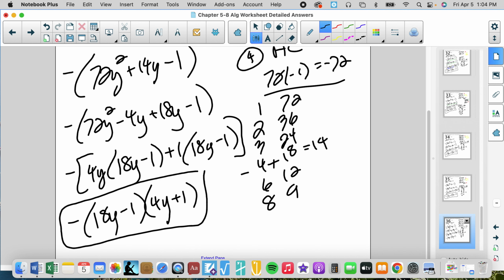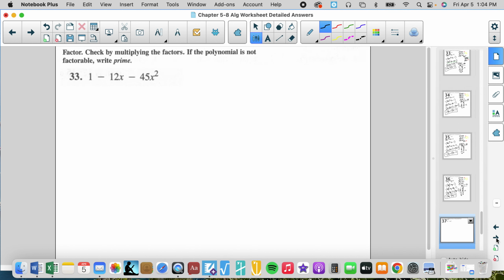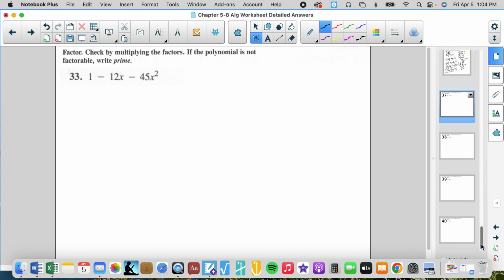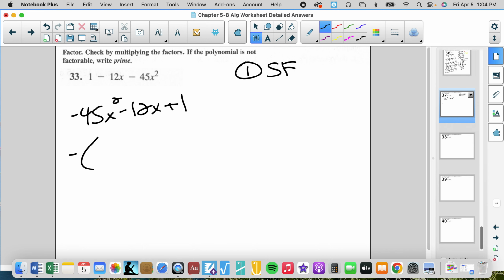That's a good one. Saving those for the last ones. Oh, wow, it felt like I only had 2 left. Okay, come on. Standard form. This is definitely going to be an hour long. Negative 45x squared minus 12x plus 1. Factor out the negative. 45x squared plus 12x minus 1.